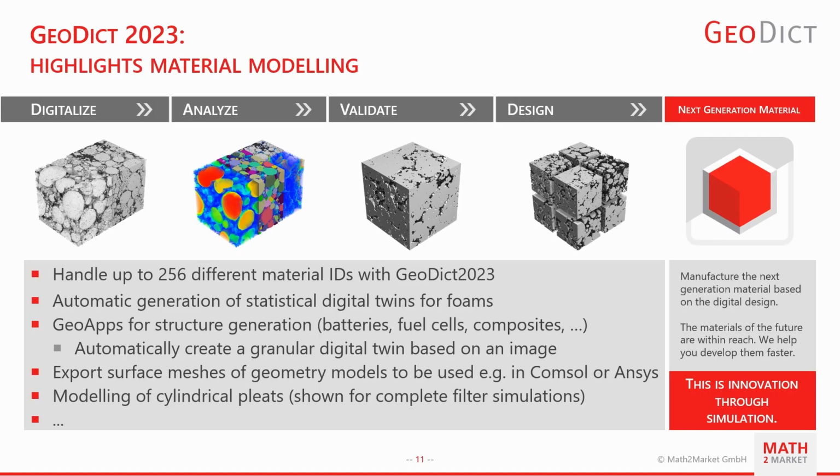Now we come to the improvements which are especially important for the geometric material modeling. The restriction to 16 material IDs is gone with the new Geodict version, where up to 256 IDs can be used. It is possible now to automatically create statistical digital twins of foams based on identified pore results from Porodict. Some very useful new structure generation GeoApps are shipped with the new Geodict version. The export of surface meshes for material model geometries was improved, and the remeshing option is available now. The modeling of cylindrical pleat geometries was added.